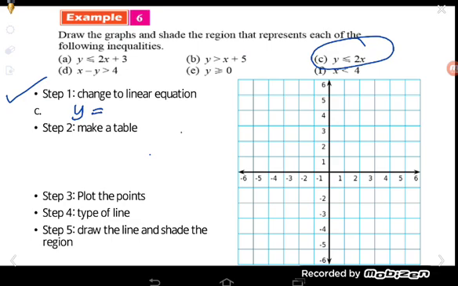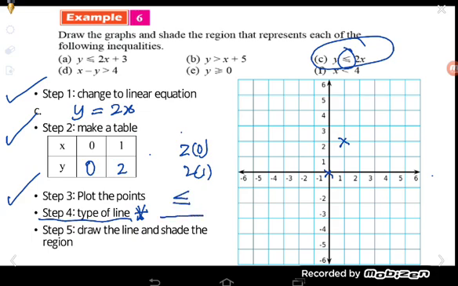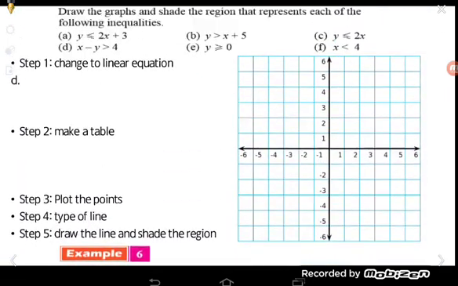First step, change to equal. Next, table. So when 0, it is 0, 1, it is 2. Okay, done. Step 3, plot the points. 0, 0, 1, 2 will be here. And then remember, very important, step 4, type of line. It has an equal sign, so it is a solid line. Done. And then step 5, you draw the line, and then you shade the region. Once again, look at here. So less will be, you just shade here. So this is the region for y less than or equal to 2x. Okay, next for D.